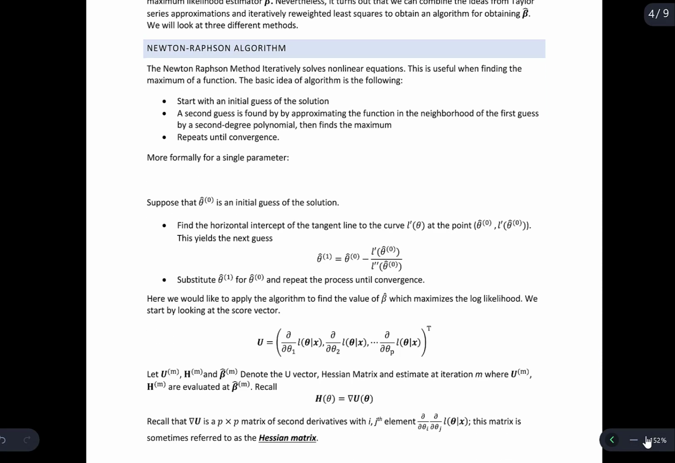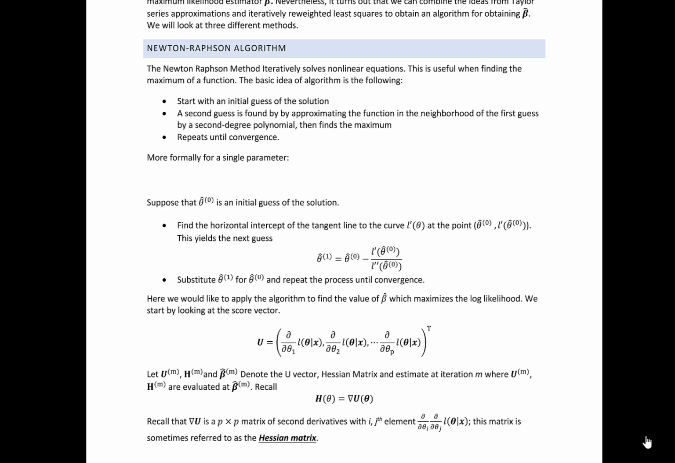So the first one you actually very briefly saw in 675, and that was the Newton-Raphson algorithm. Just as a reminder, the Newton-Raphson method iteratively solves nonlinear equations, and it's useful when finding the maximum of a function. We've been doing maximum likelihood estimation, so that sounds like a really good fit here. The idea is you start with an initial guess of the solution, and then you find a second guess by approximating the function in the neighborhood of the first guess by a second-degree polynomial. Then you find the maximum, and you repeat this until you have convergence.